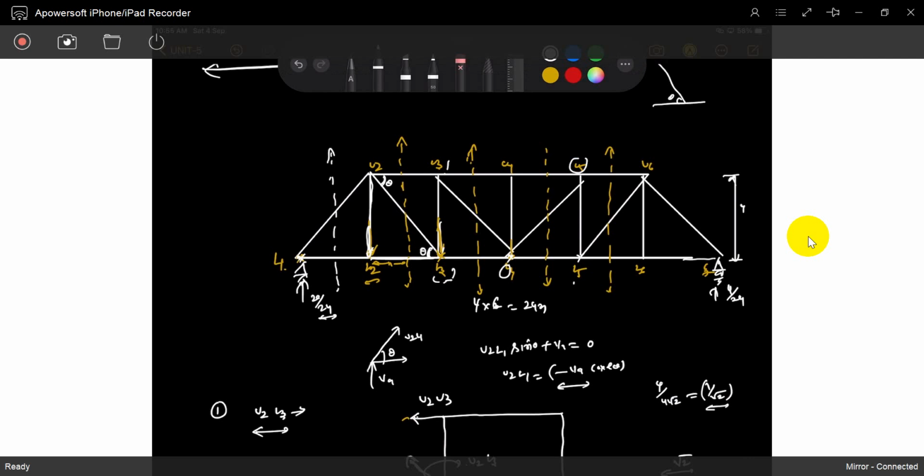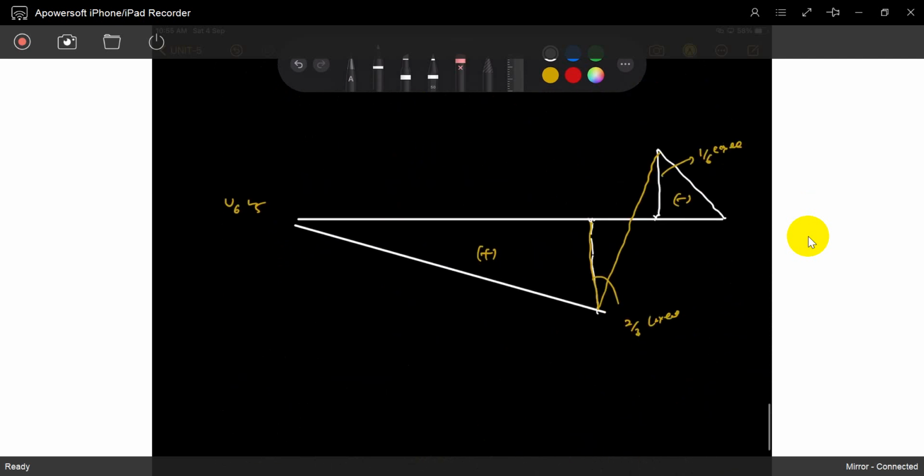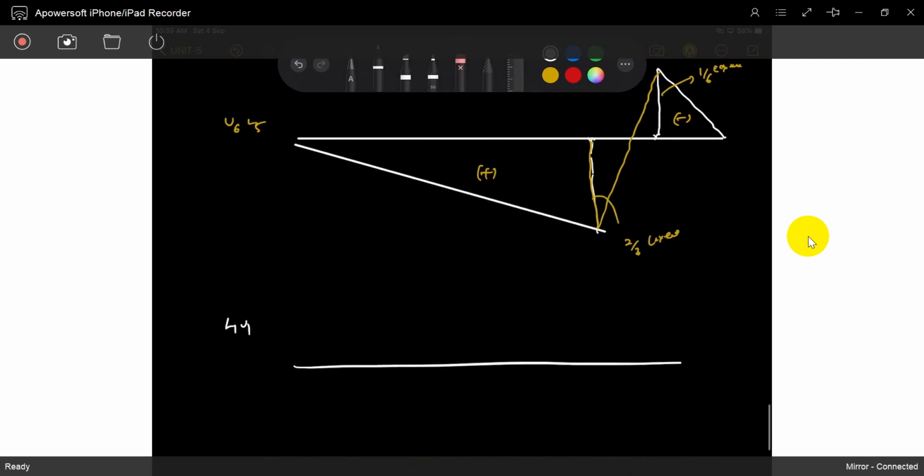So load at L2, load at L3 also same. But VA is changing. So load at L4, VA. Load at L5, VA. One thing you can understand: L1 U2 is changing with respect to VA, from L2 onwards.